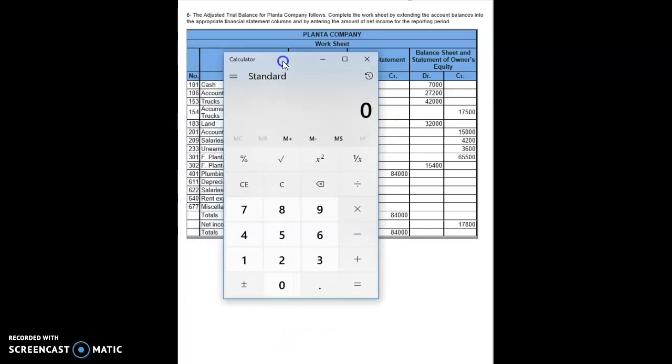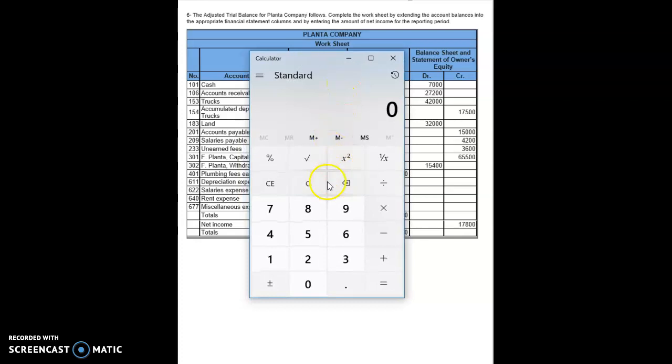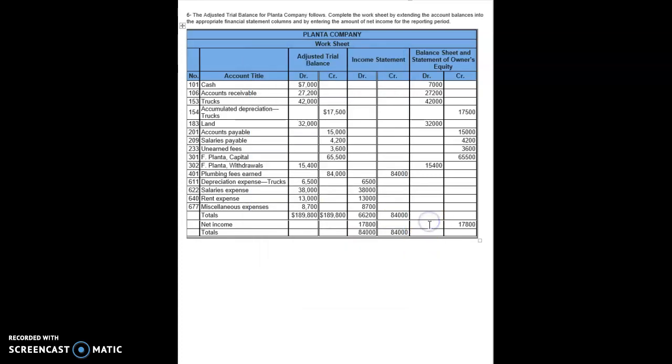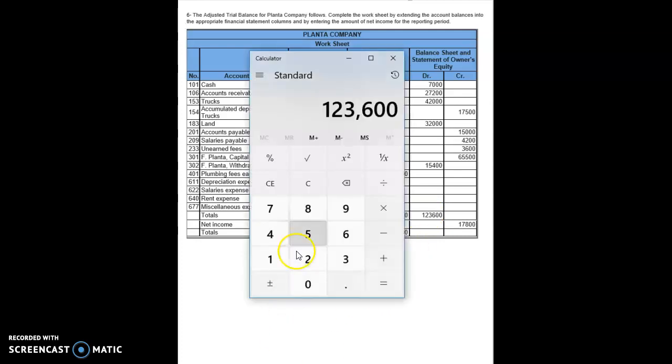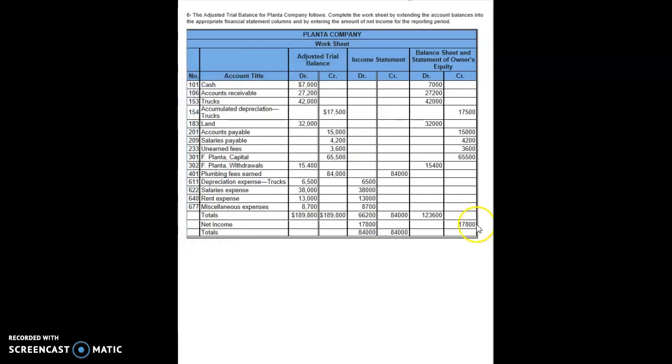So if we start with our debit column on the balance sheet, we had 7,000. And we get 123,600. We're going to put that here in our total, 123,600. And then we're going to add up our balance for our credit side. So we had 17,500 to start, and we get 105,800. That's what we're going to put on our credit side.